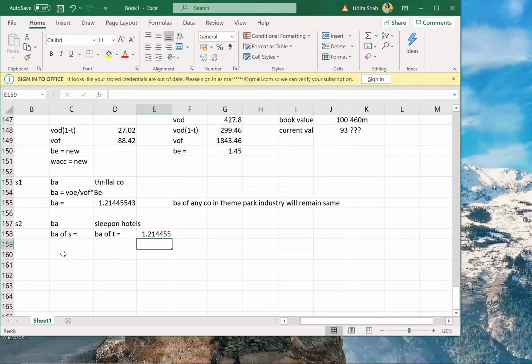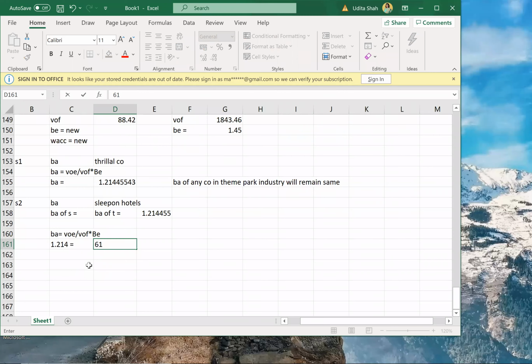Okay. So now put it in the formula. Beta of asset equal to value of equity divided by value of firm into beta of equity. So 1.214 should be equal to, what is the value of equity? Value of equity of Sleepon was 61.4, correct? Should be equal to 61.4 divided by value of firm, which was 88.42, into beta of equity.